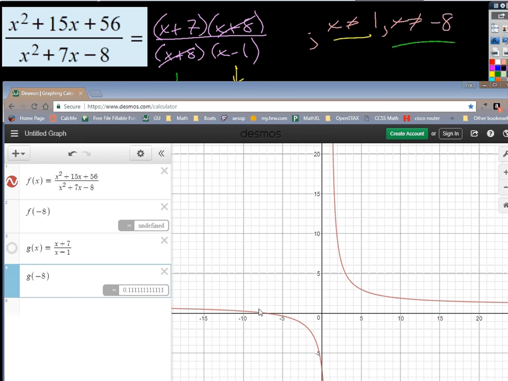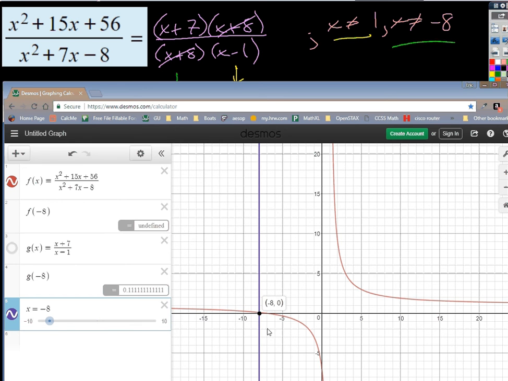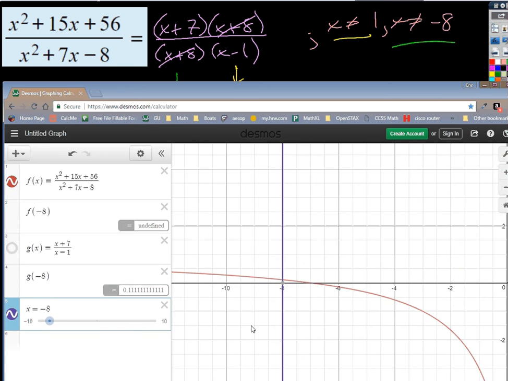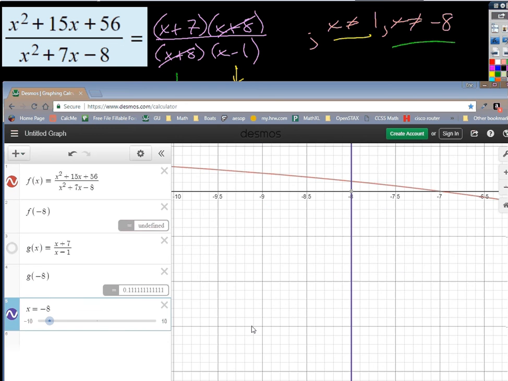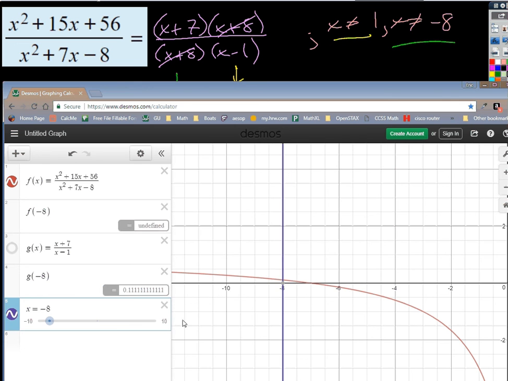And I can prove it if I graph the line x equals negative 8, and I look for the intersection. Well, it's going to show me that there's a point there just because that's the x-intercept of the line. But there is no intersection between those two curves because there's a hole, and you'll never be able to see it because it's only 1 pixel big, no matter how much I zoom in, right?